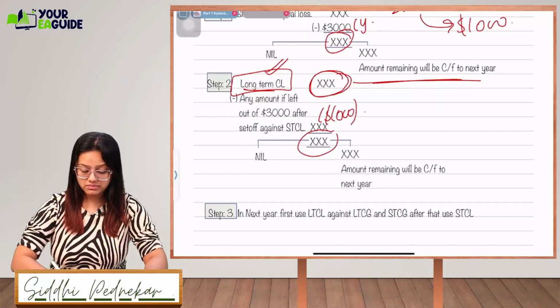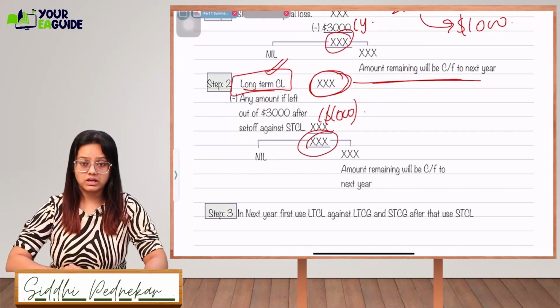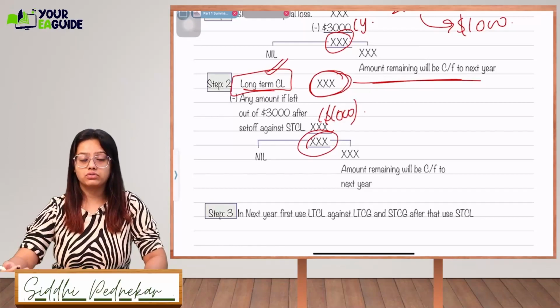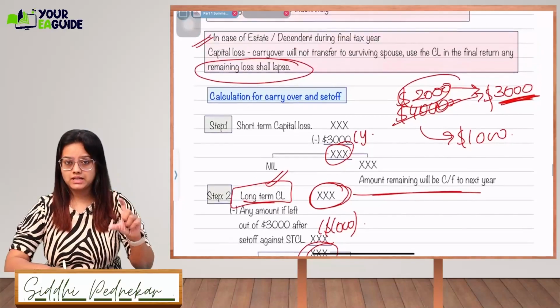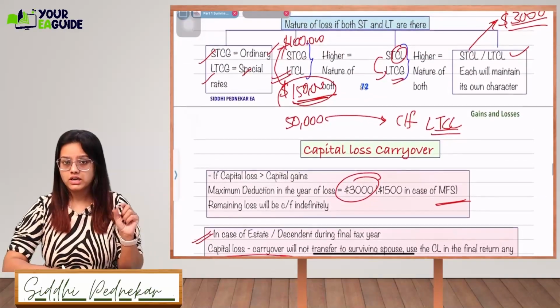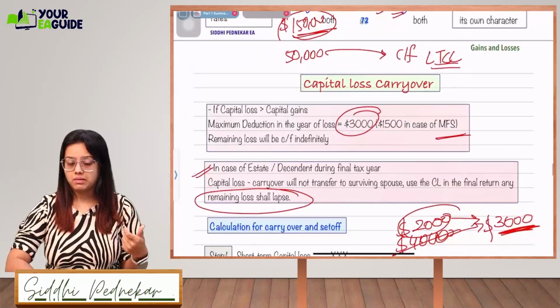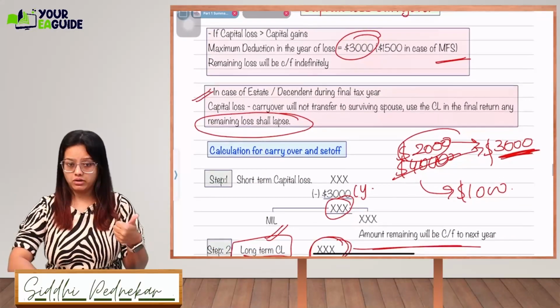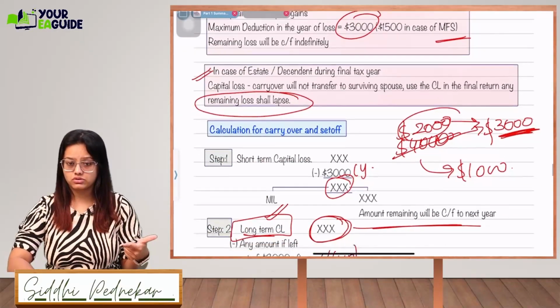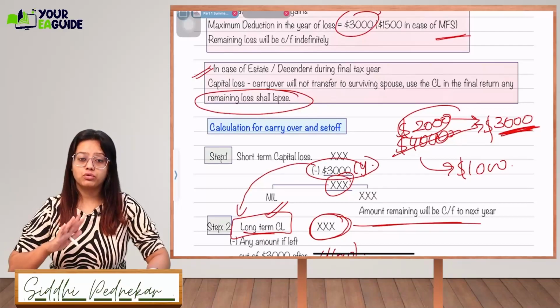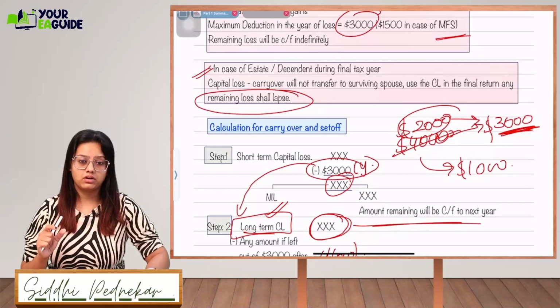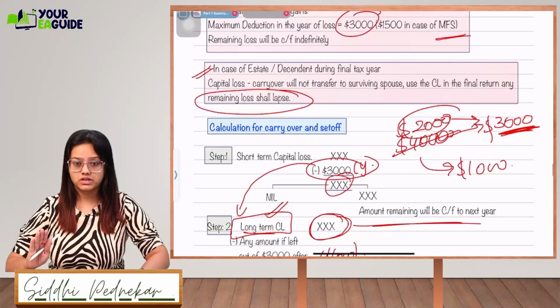Okay, and this remaining, if it is nil, then no worries. Whatever is the remaining will get carried forward to the next year. Here is one exception, as I mentioned, that short-term capital loss can be offset against ordinary income. But in a year, if you have a short-term loss and also a long-term loss, this 3,000 limit can be used over here. But if you have only long-term capital loss, you cannot use directly 3,000 as a limit.